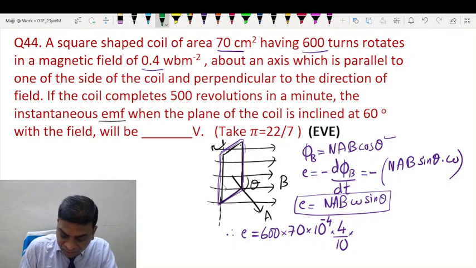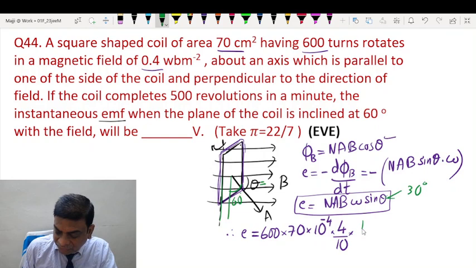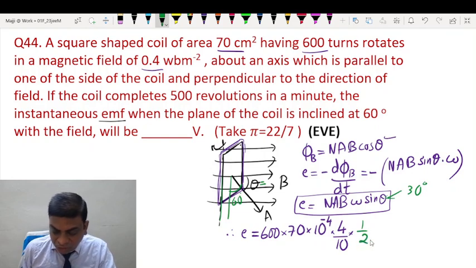Try to understand, students. This is the plane of the coil. Plane of the coil is at 60 degree means theta will be 90 minus 60, that is 30 degree. Sine 30 degree is half. So this should give you the answer in volt, because we have substituted all the parameters in SI unit.